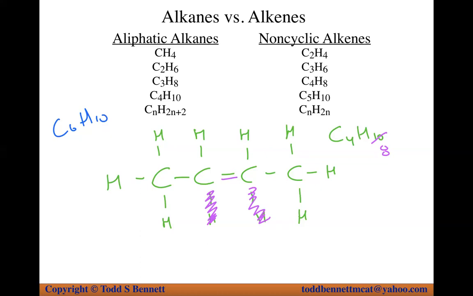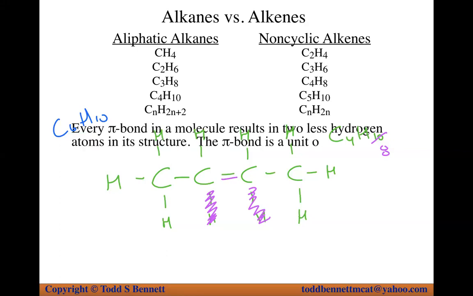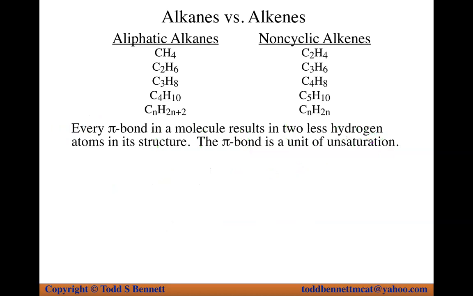So what I want to do is get rid of what I've written and emphasize a few things here. Number one, let me erase what's in the way, and say that every pi bond in a molecule results in 2 fewer H's in the structure. A pi bond is considered a unit of unsaturation. Okay, so far so good.